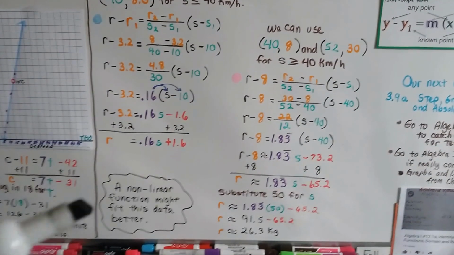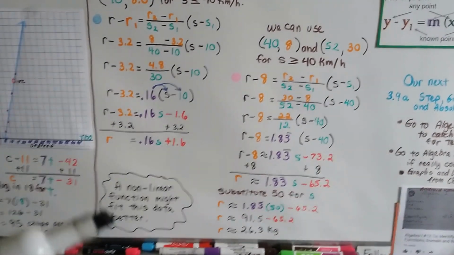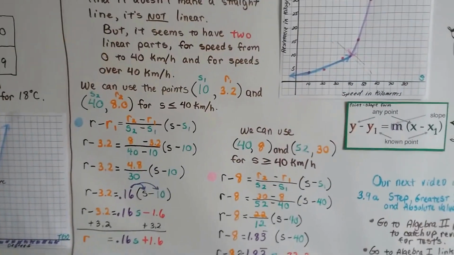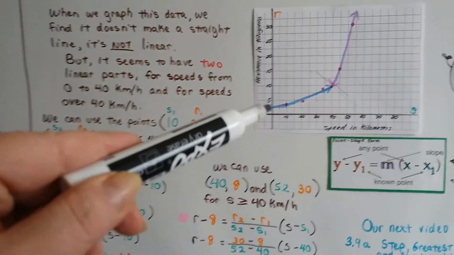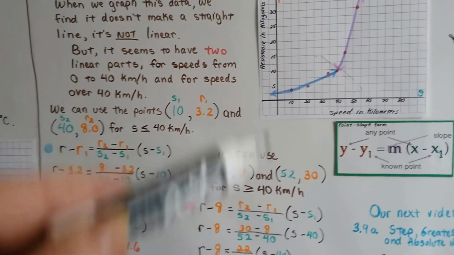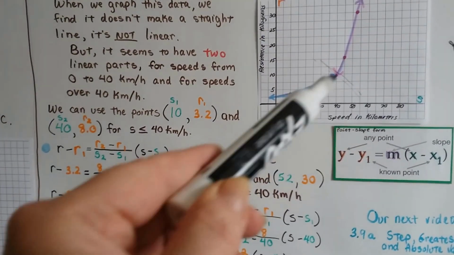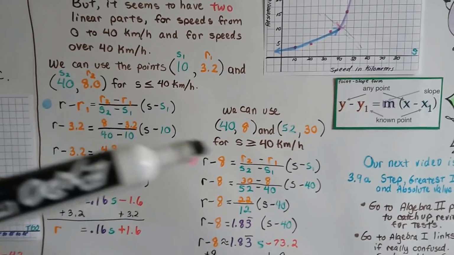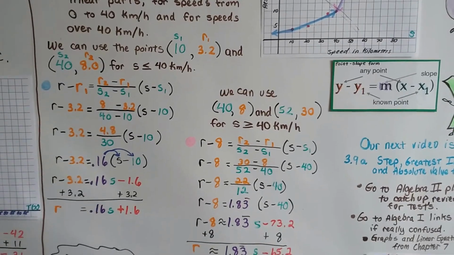Now, a nonlinear function is probably going to fit this data better and would be better. But I just wanted to show you that if you've got a graph and it's kind of L-shaped, you could use it as two different equations, see? And just pretend it's two different lines. And just use one for less than and the other one for greater than, see?